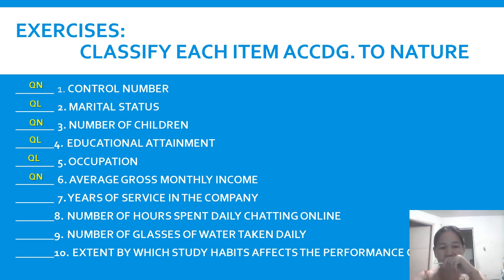Next. Average gross monthly income, so that's income, and it's a numerical value, so it's quantitative. Years of service in the company, it's quantitative. Number of hours spent daily chatting online, so it's just specific, but it is quantitative since it asks on the number of hours. Number 9, number of glasses of water taken daily. So, how many glasses? It's quantitative. And the last one is qualitative because the extent by which study habits affect the performance of a student depends on whatever characteristic of behavior you can see in a student's study habit.